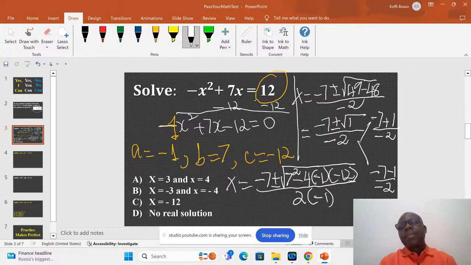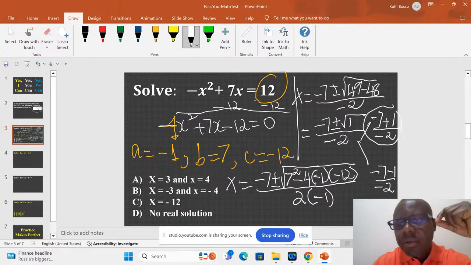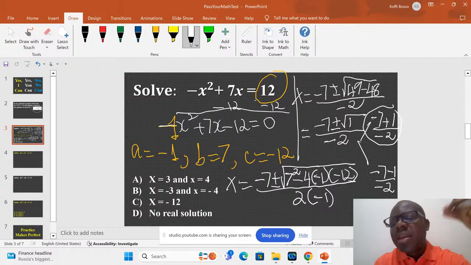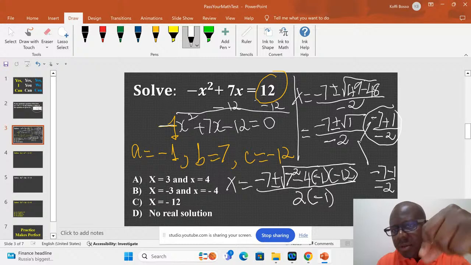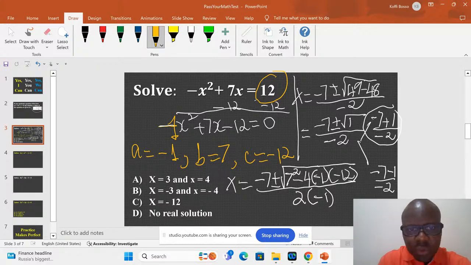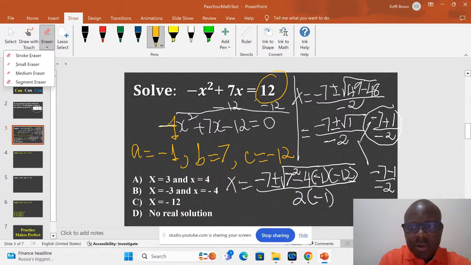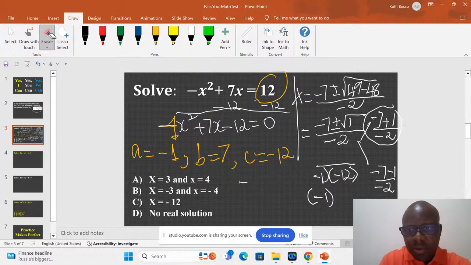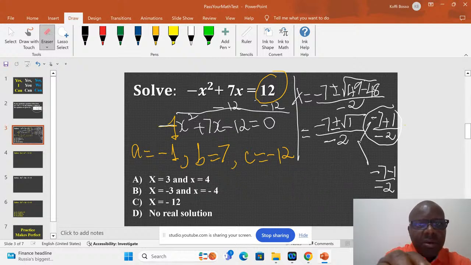Now, let's work it out. The top one, -7 plus 1 gives you -6, and -6 divided by -2 is +3. So let's again write it down. We're going to have two solutions. I'm not well organized, right? Sorry about that. Let's just repeat this part. I will take this for a moment because it's a video. You can go back and see what I wrote.